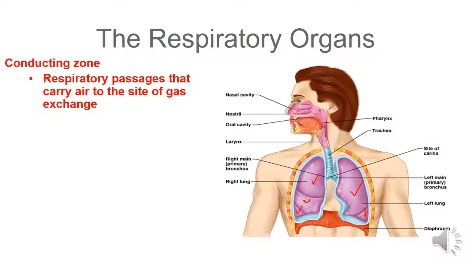With the respiratory system, you have 2 zones. One's called the conducting zone. So the passages carry air to the site of gas exchange, which is the carbon dioxide and the oxygen. As it enters, it filters, humidifies, and warms the air.